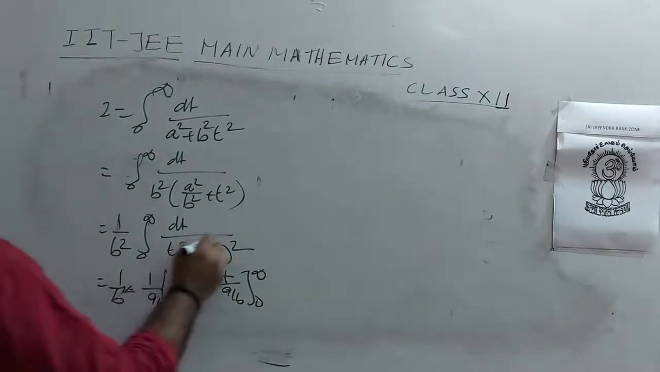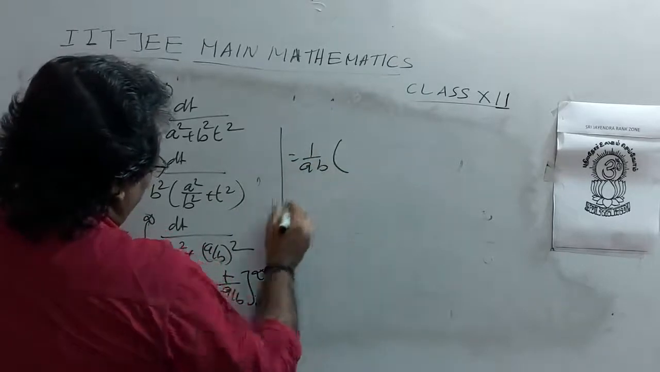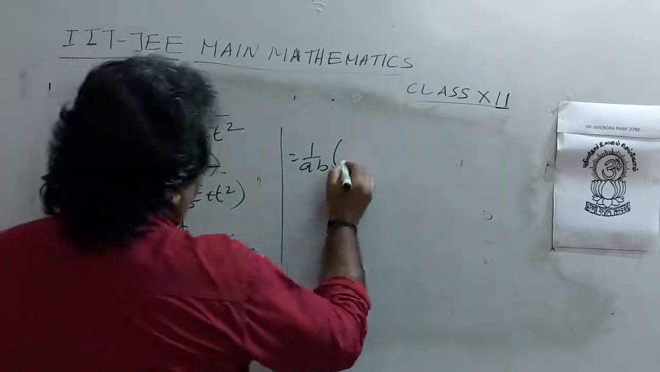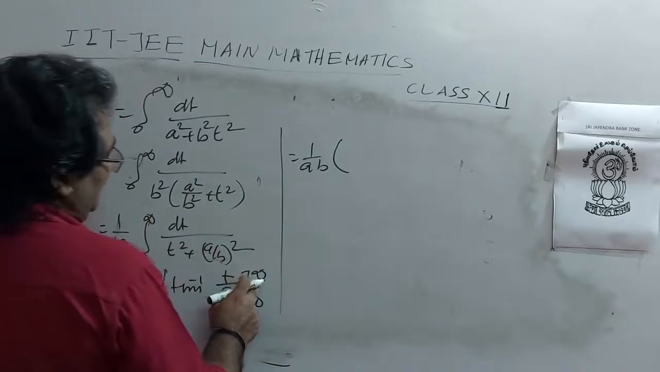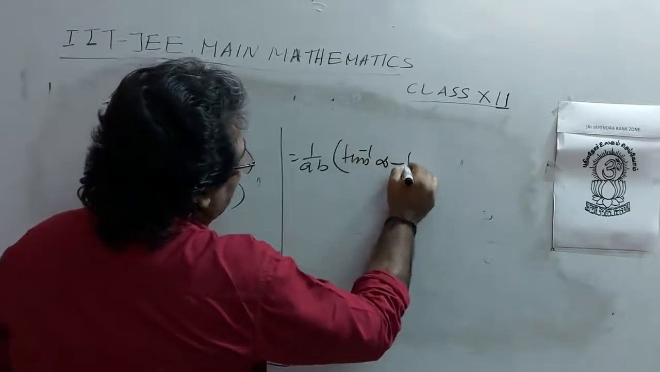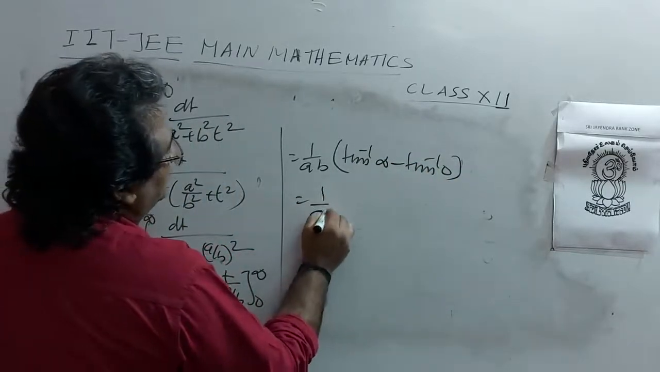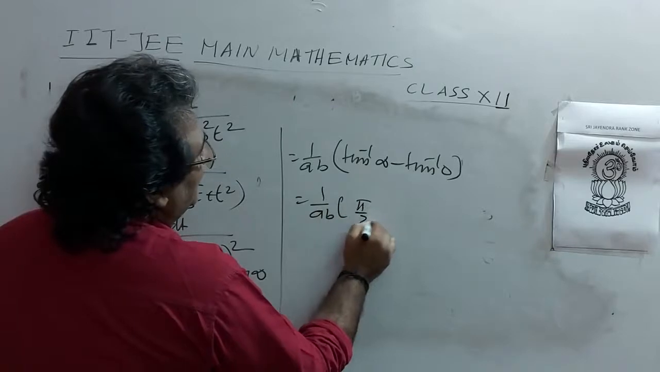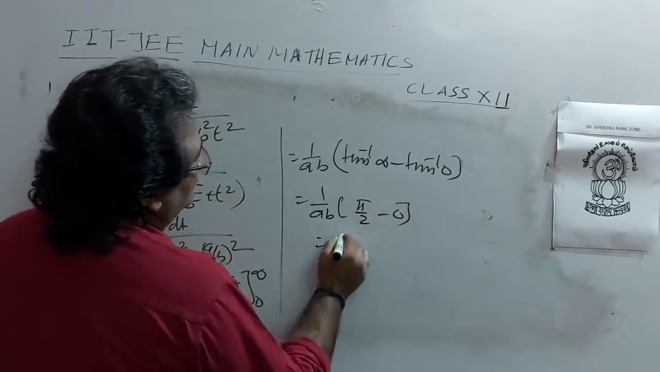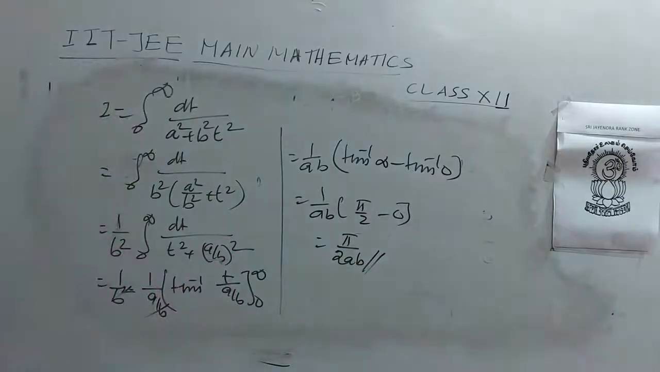This will be cancelled. 1 by ab, applying upper limits, tan inverse of infinity minus tan inverse of 0. This is pi by 2, this is 0. Pi by 2ab.